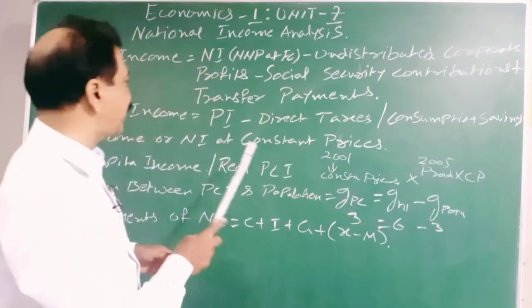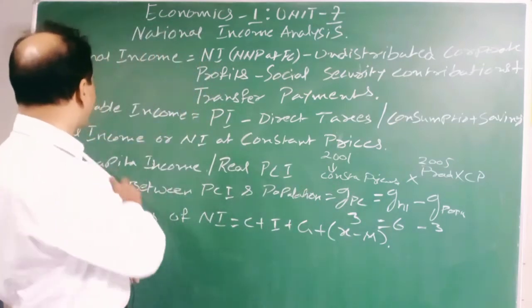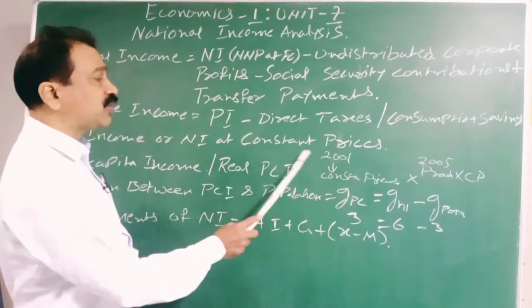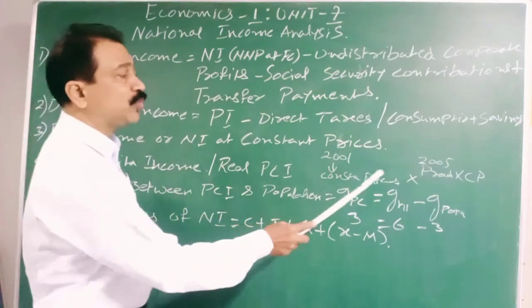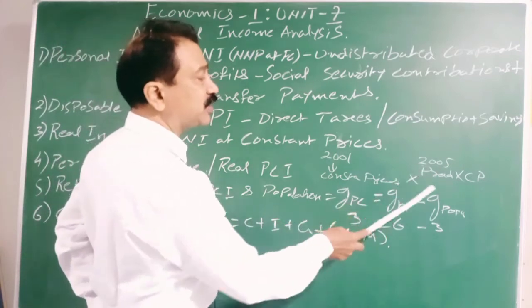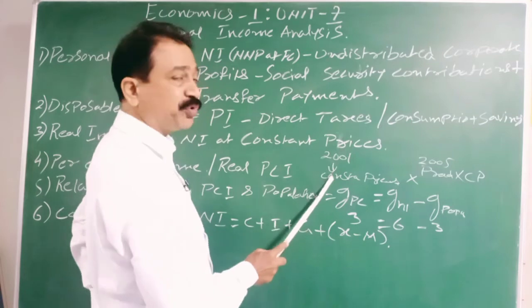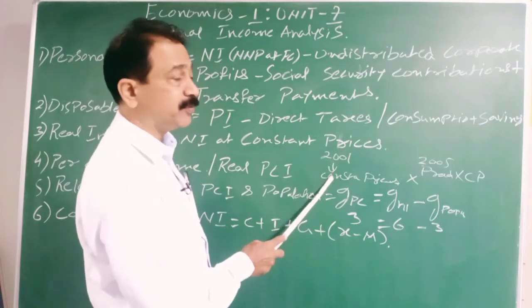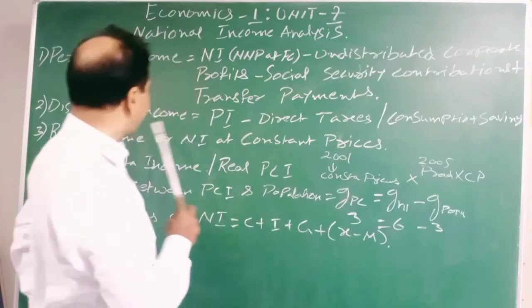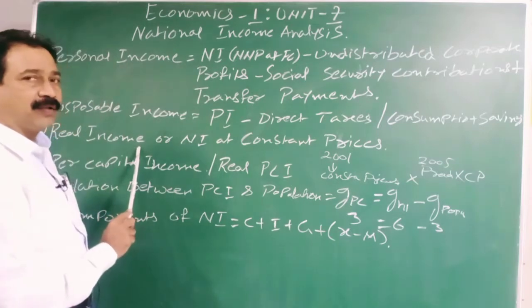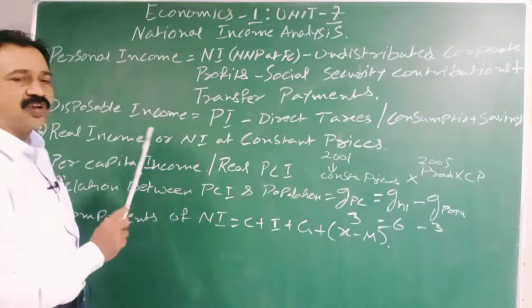But to know the real national income, we have to go with national income at constant prices. So we will multiply that product of 2005 in constant prices, which we took as a base year. Then we will have a real national income. Okay, hope you did get this concept.